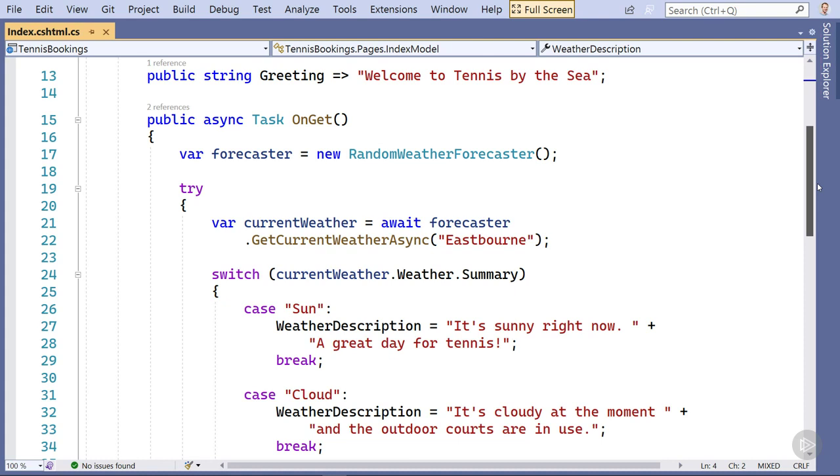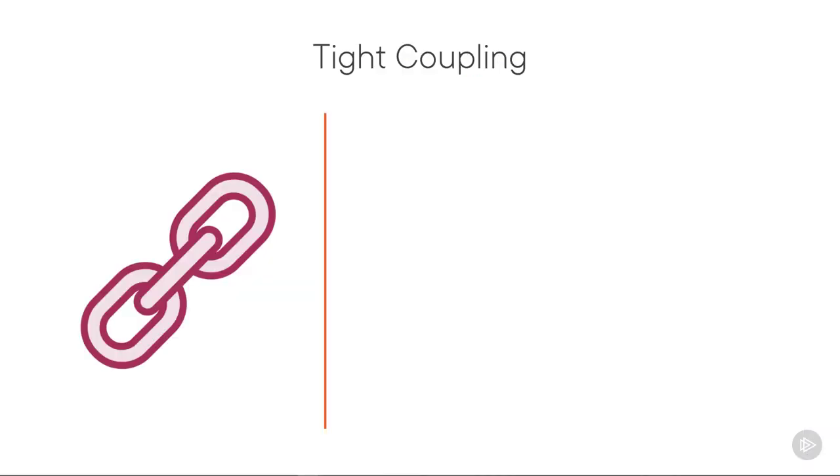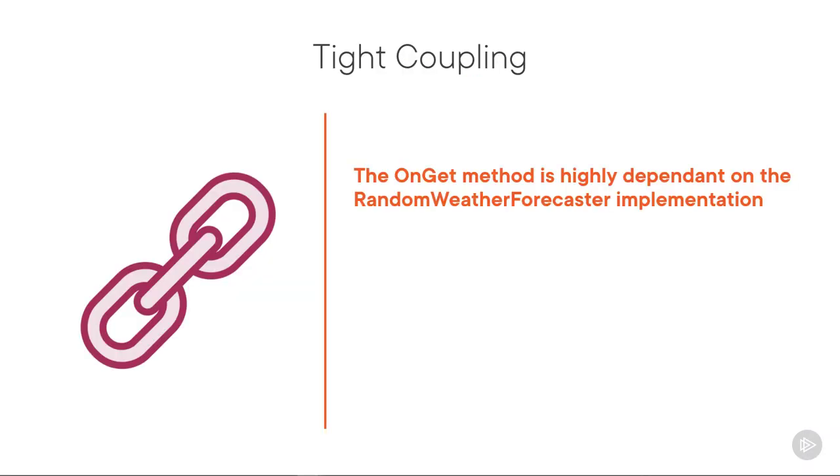Currently, the IndexModel is responsible for the creation of the RandomWeatherForecaster instance on which it depends. It does this using the new keyword. Whilst everything works as expected, there are a few problems with this current approach. Because it's responsible for creating an instance of the RandomWeatherForecaster, the OnGet method is now tightly coupled to the current RandomWeatherForecaster implementation.